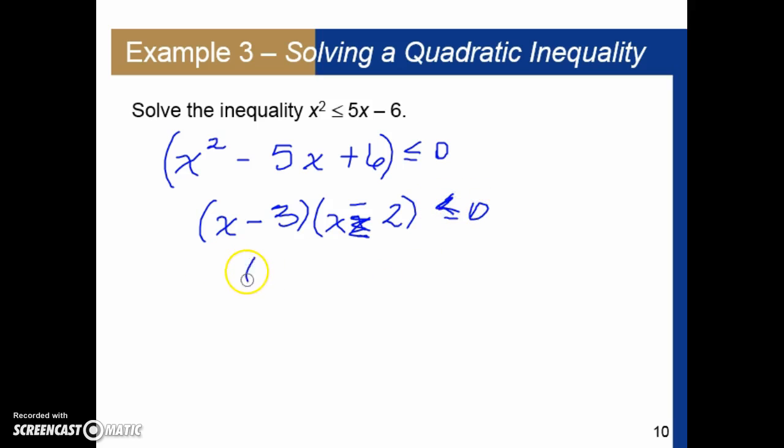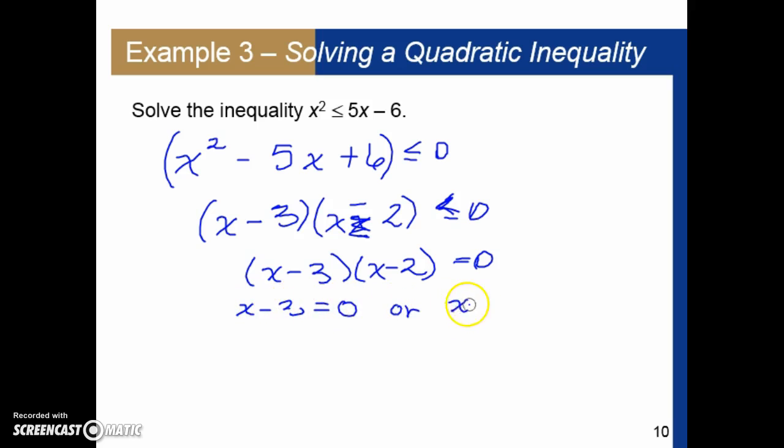So let's deal with the equal to. That's what we're comfortable with. We know those are going to be included in the solution set. So either x minus 3 equals 0 or x minus 2 equals 0. Those are going to be in our solution set. So x equals 3 is one value that satisfies this inequality, and x equals 2 is another value. Now we have to deal with this less than part.